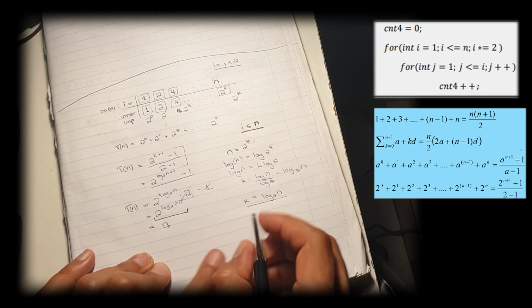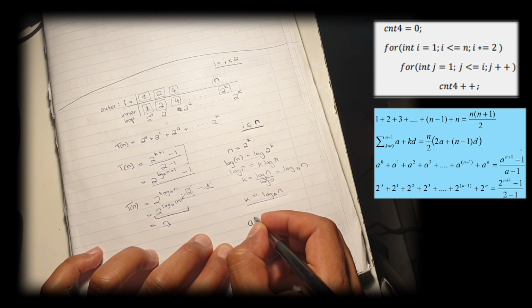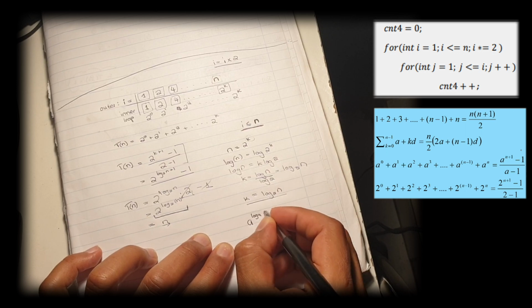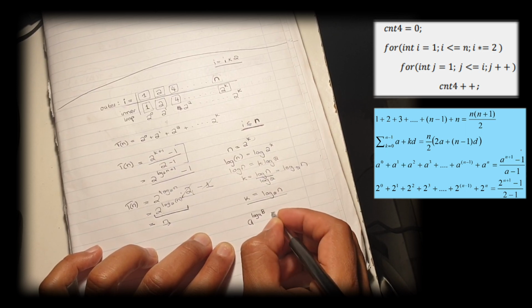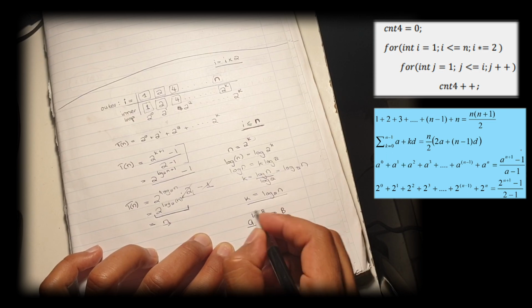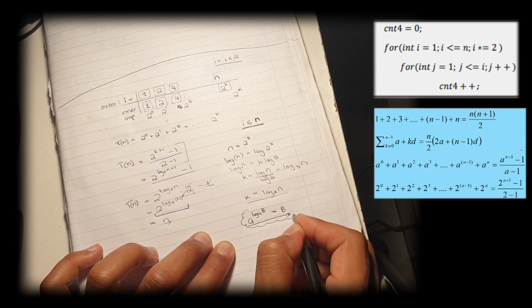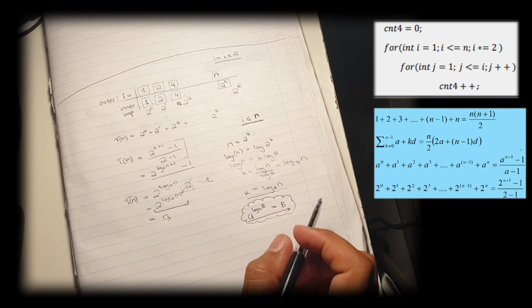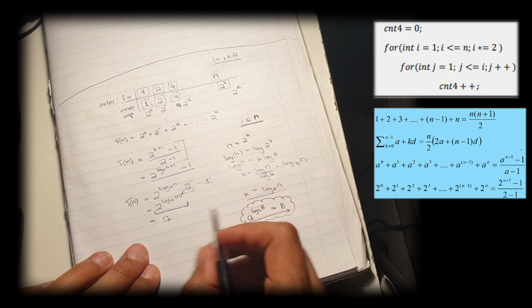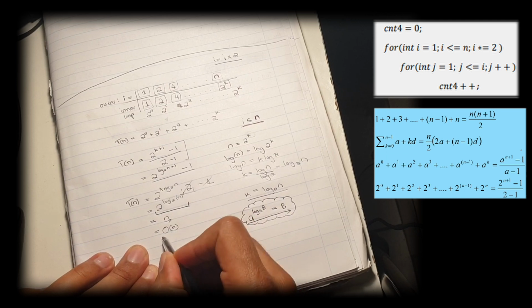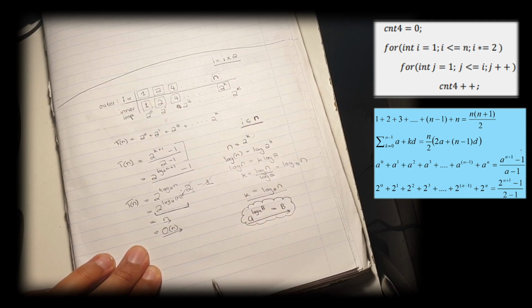This is one of your log rules. It says a to the power of log_a b is equal to b. Go look it up and make sure you understand that. So with time complexity, you need to revise your mathematical fundamentals, right? So we end up with big O of n using this method, right?